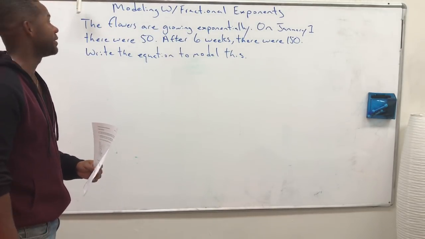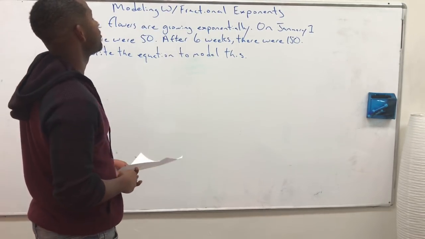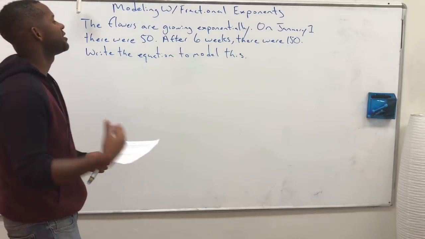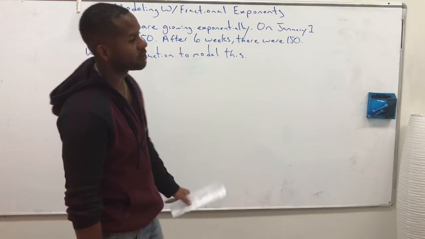Writing with fractional exponents. The flowers are growing exponentially. On January 1st, there are 50 flowers. After 6 weeks, there are 150. Write the equation to model this.